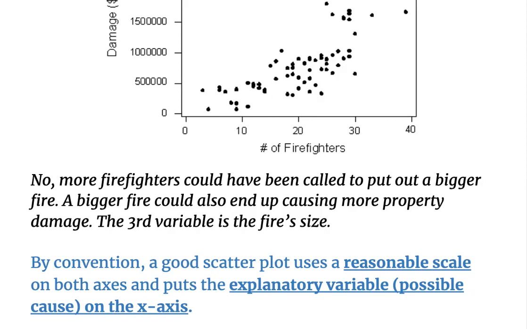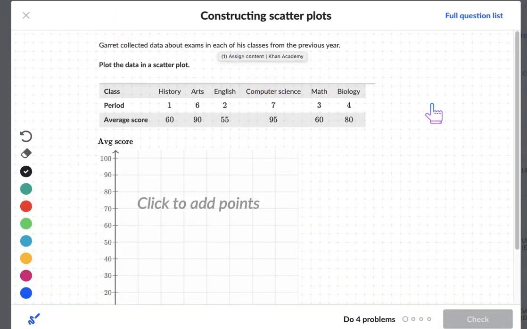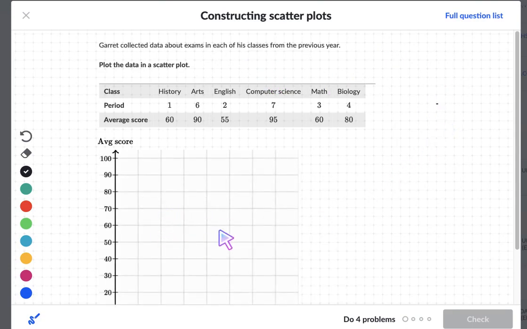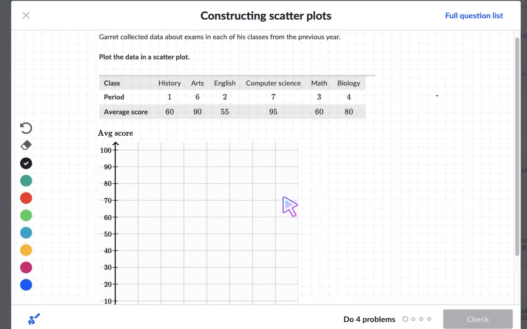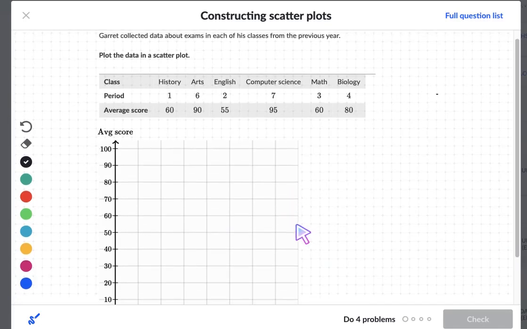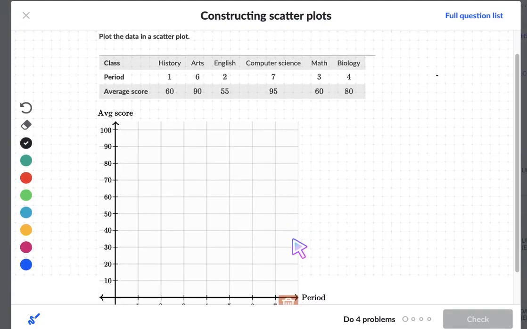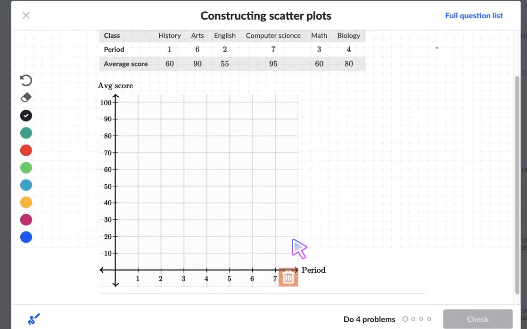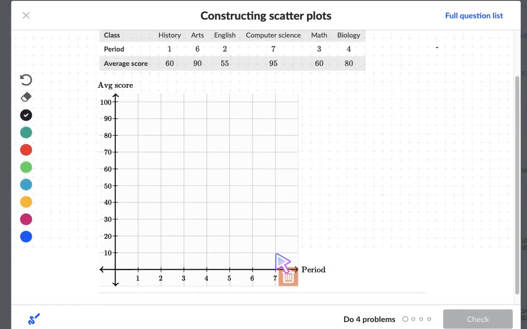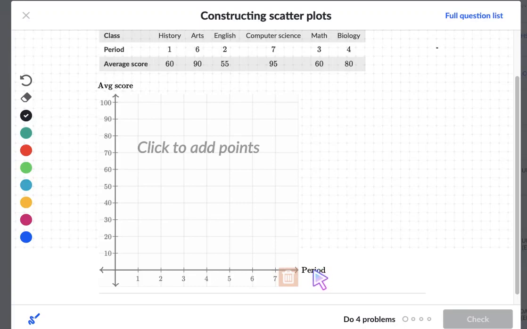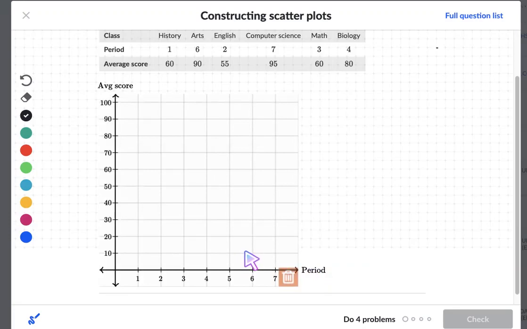All right, so let's first look at how to construct scatter plots. On Khan Academy, you can click to add points and you will be given data on a chart. So in this example, it says Garrett collected data about exams in each of his classes from the previous year. Plot the data in a scatter plot. So here we have the period for the x-axis and the average score for the y-axis. Notice how they put the period on the x-axis because that could explain any changes in average score.